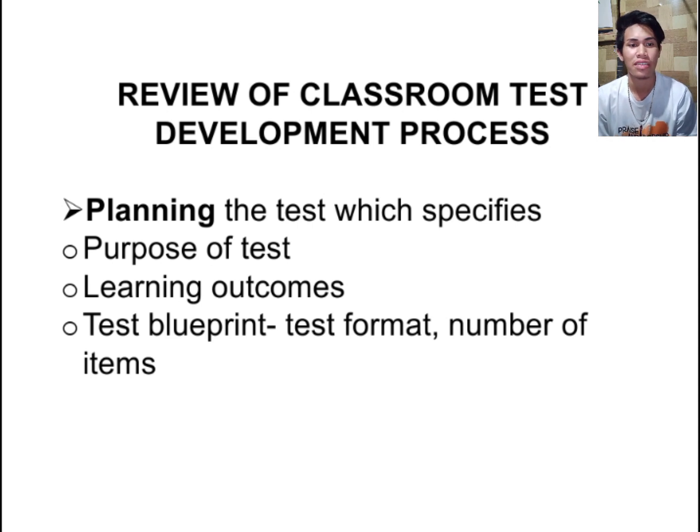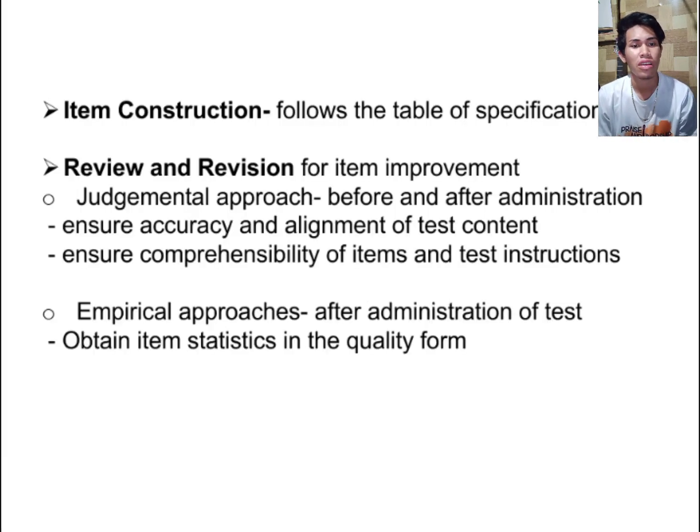Let's go to the next slide. Item construction follows the table of specifications. This is the second point, item construction. In item construction, it is crucial to ensure that the test items accurately measure what they are intended to measure and are aligned with the learning objectives or content being assessed. This involves carefully reviewing and revising the items. This is the third part, which is the review and revision. So this helps to improve their quality.